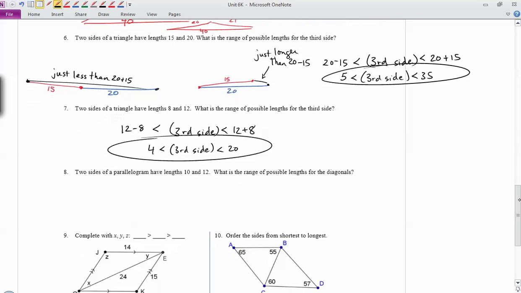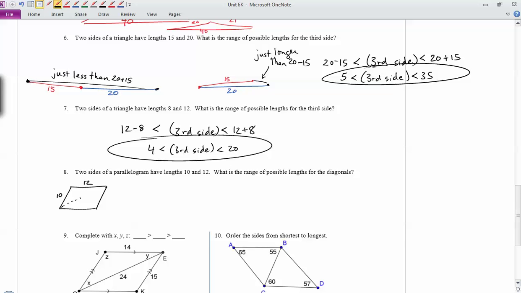Okay, so for number 8, 8's actually a related problem. We have a parallelogram and the lengths are 10 and 12. So what are the possible lengths for the diagonals? If I just start out with a parallelogram like this, let's say this is 10 and this is 12.